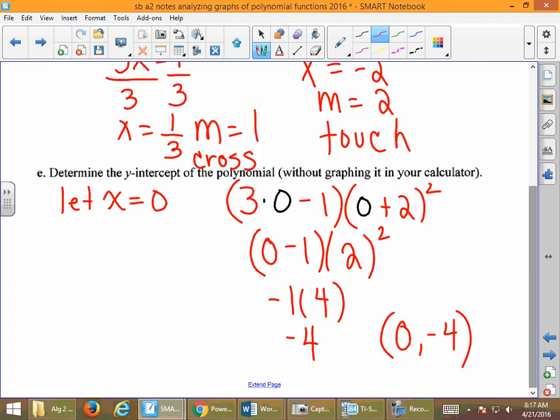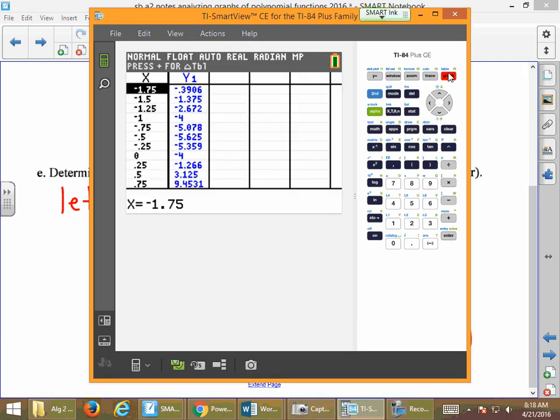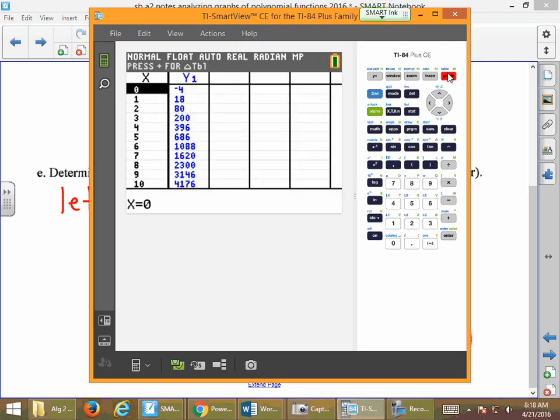And again, let's use the graph to help us. Well, does that make sense? 1, 2, 3, 4, it looks right. You can't see it very well on here, but if we go back to our table, 0, negative 4. I know, I'll fix my table here so it looks more like yours. 0, negative 4, right there at the top of the screen.